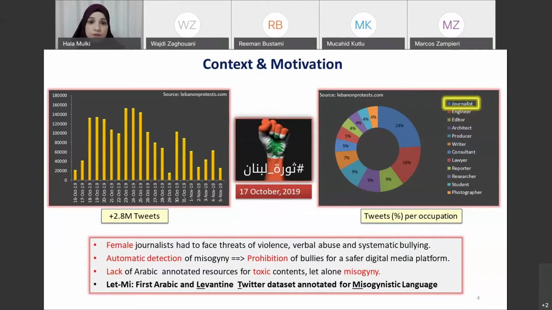In order to make Twitter a safer platform for them, we need to develop and design systems for automatic detection of Arabic misogyny. This cannot be done without the needed training and annotated data. Therefore, we opted to propose LeT-Mi, a benchmark dataset, the first Arabic and Levantine benchmark dataset annotated for several categories of misogynistic language.